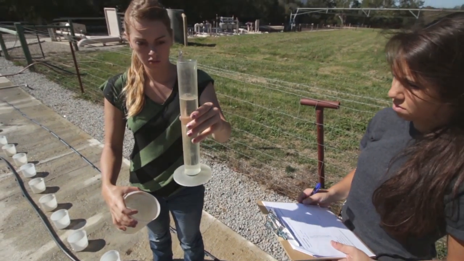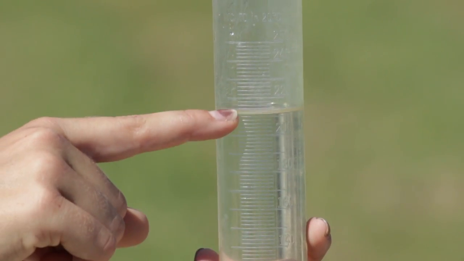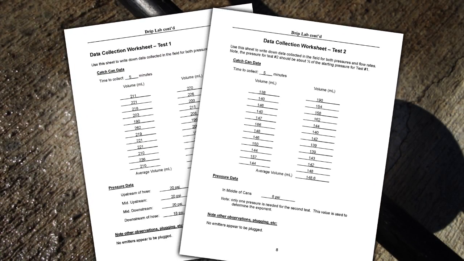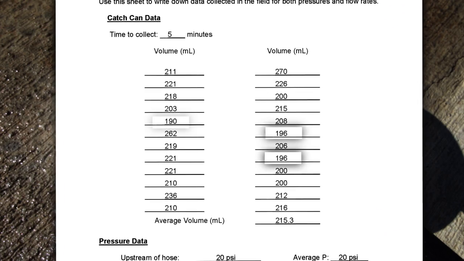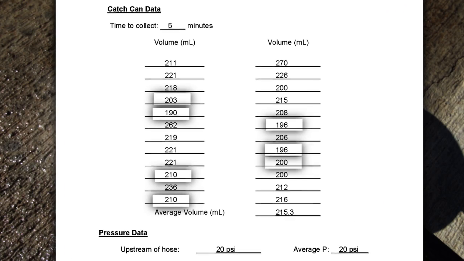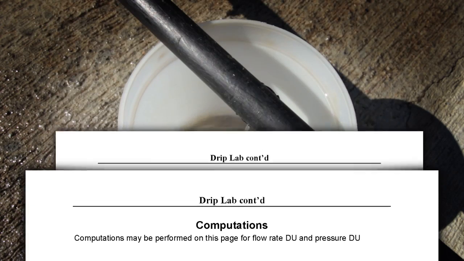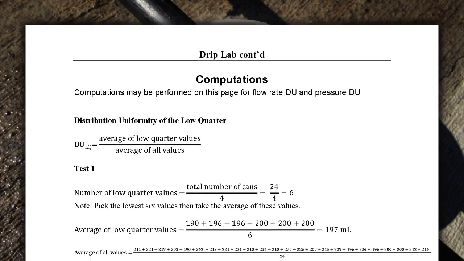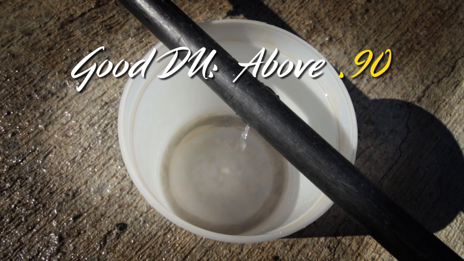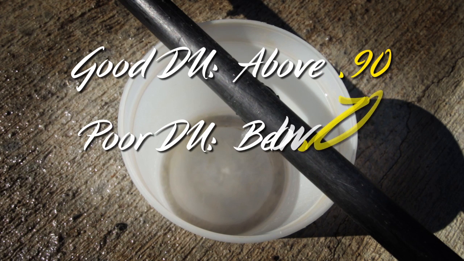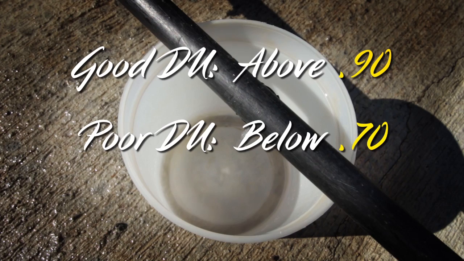The reading should be taken from the bottom of the meniscus in the graduated cylinder. This data is summarized by getting the average amount of water collected in all of the cans. The lowest quarter of the volumes is separated and then averaged. The DU is then calculated as the low quarter average divided by the overall average. A good value is above 0.90 and a poor DU is under 0.70.